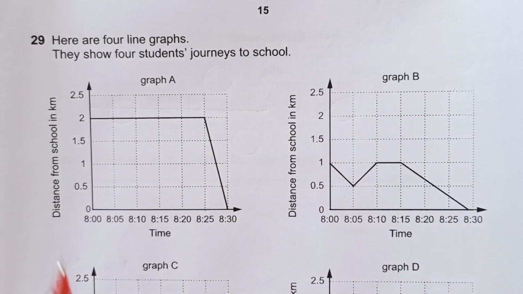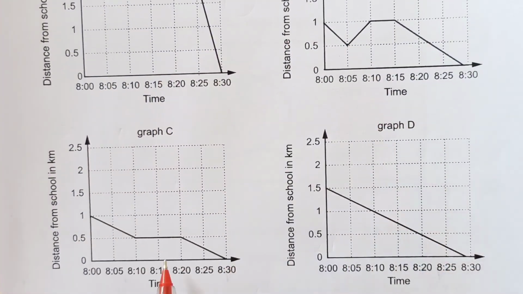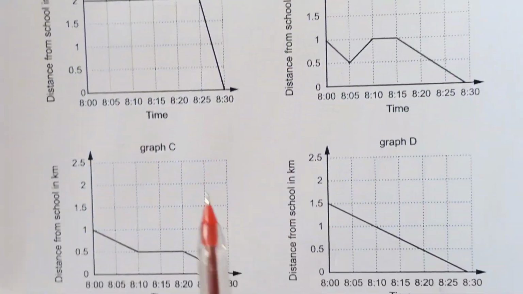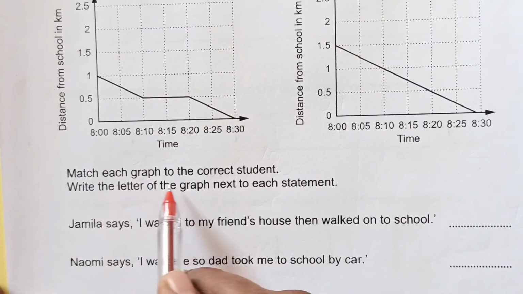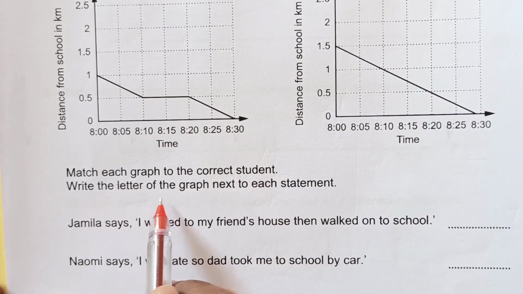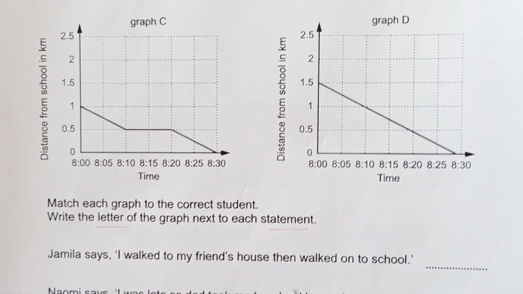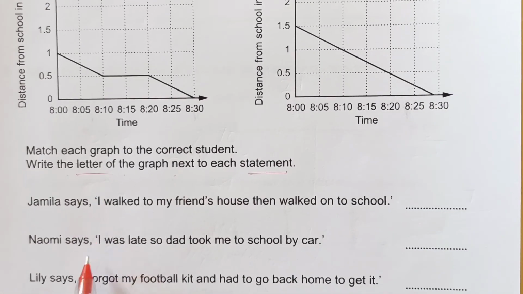So let's start. Number 29. Here are 4 line graphs. You can see we have 4 different graphs here. They show 4 students' journeys to school. Graph A, B, C and D. So match each graph to the correct student. Write the letter of the graph next to each statement. Okay, so don't waste time looking at the graph first. First read the question, then look accordingly.